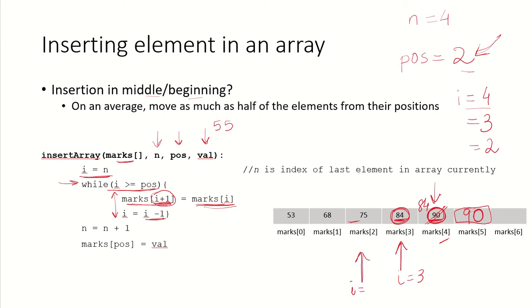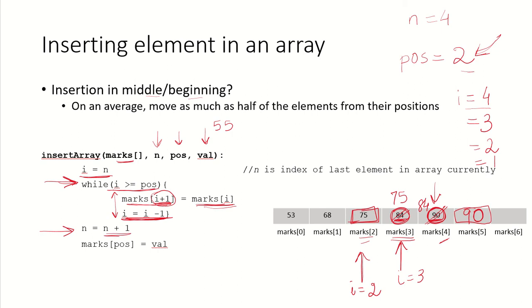So i is 2 now and it is over here. It is equal to the position. So we enter the loop again and now marks[i+1], that means marks[3] will be equal to marks[2]. So 84 will be overwritten by 75. We have seen that we have shifted all the elements to the right. Now we can overwrite this particular element. As soon as i becomes 1, we will not enter the loop now and we come out of the loop.